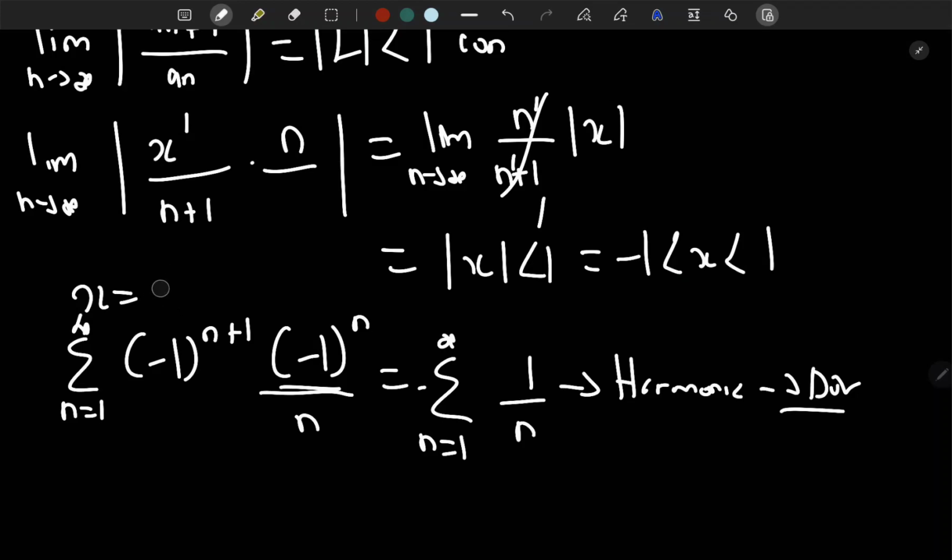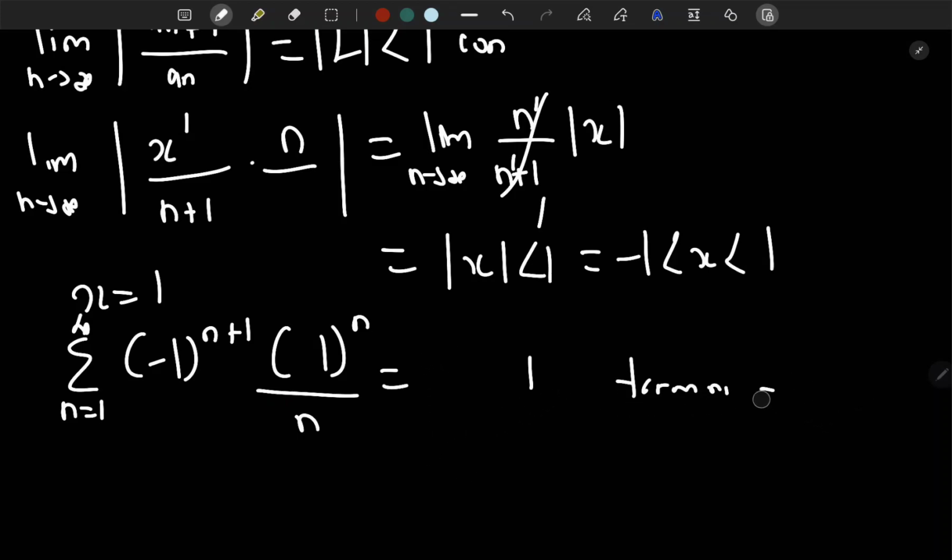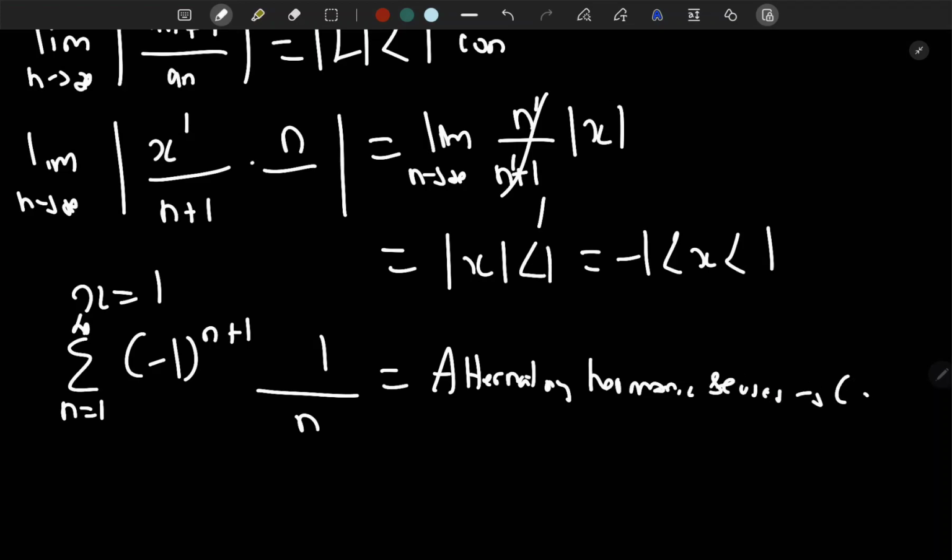Now let's do it with 1. So let me just change this part and erase everything else. So here we have x to the power of n, so it's going to be 1 to the power of n, and we know that 1 to the power of anything is equal to 1, so we can just drop that n. And what do we notice over here? This is called an alternating harmonic series, right, which is converging.